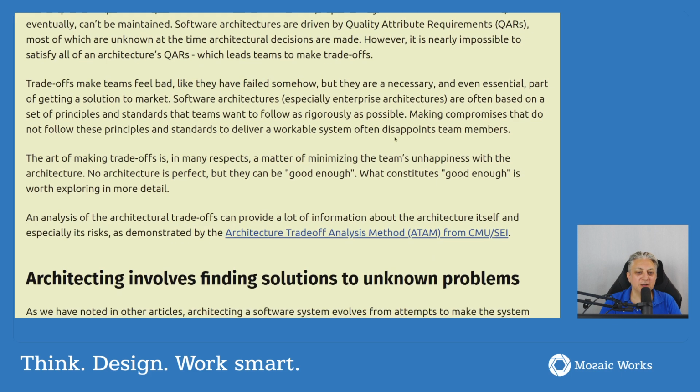Trade-offs make teams feel bad, like they have failed somehow, but they are a necessary and even essential part of getting a solution to market. Software architectures, especially enterprise architectures, are often based on a set of principles and standards that teams want to follow as rigorously as possible. Making compromises that do not follow these principles and standards to deliver a workable system often disappoints team members. And I think that's the wrong way to look at it. Don't expect things to be perfect.